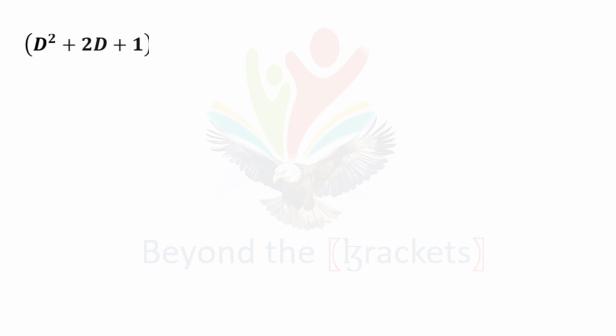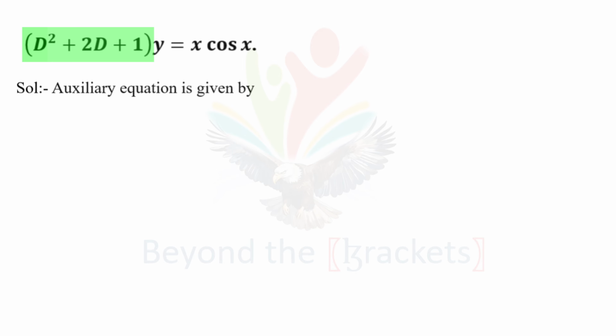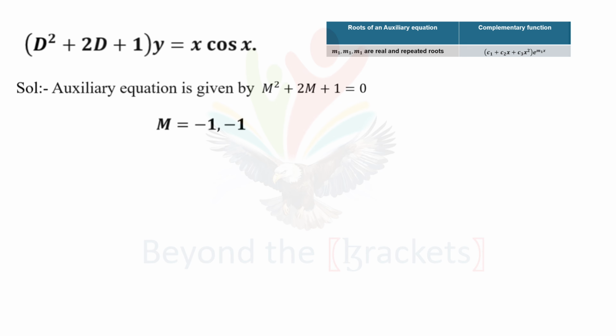Here comes the first question, which is in the operator form. To write the auxiliary equation, we replace D with m and equate the equation to 0 to get m square plus 2m plus 1 is equal to 0. The roots of this equation are minus 1 and minus 1, which are real and repeated roots. The complementary function for this is yc is equal to (c1 plus c2x) into e power minus x.